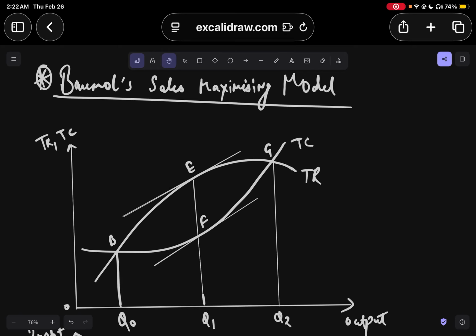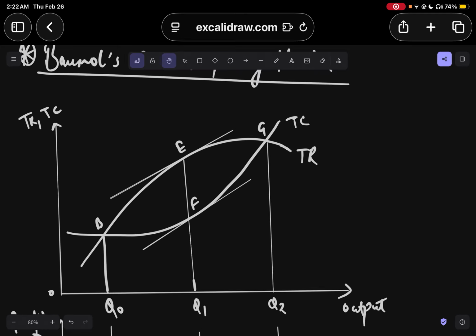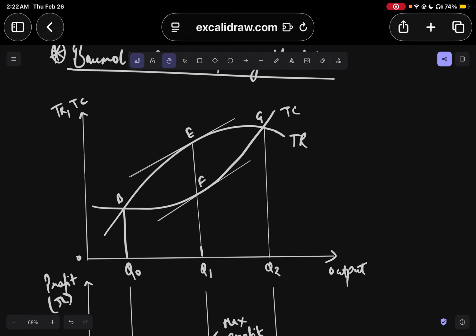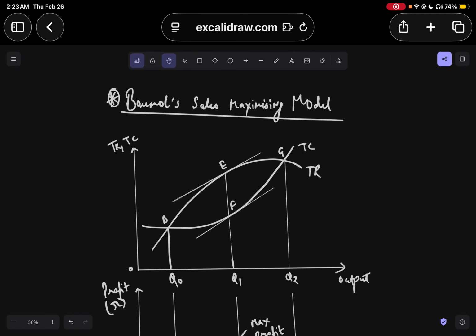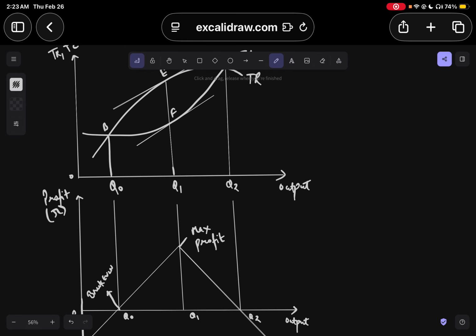Okay, so we start with Baumol sales maximizing model. I already drew the figure so that I don't have to draw them again and make all the mistakes. So here it is. It is easier than it sounds. Basically, our purpose is sales maximization. So we need to get to the level of output where there is the maximum amount of sales happening.